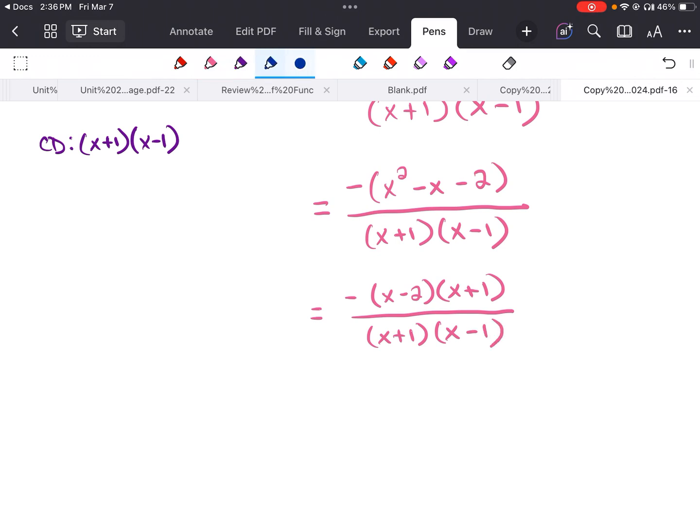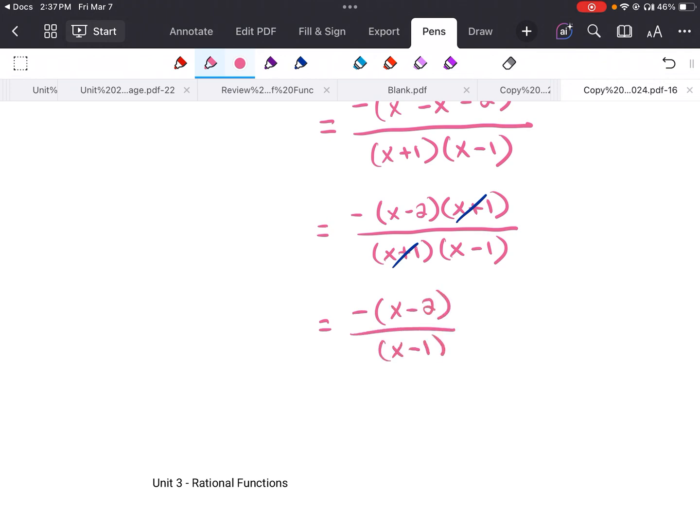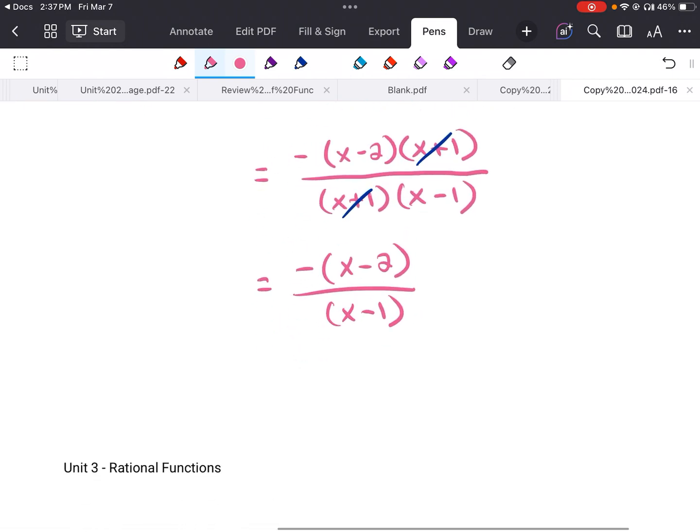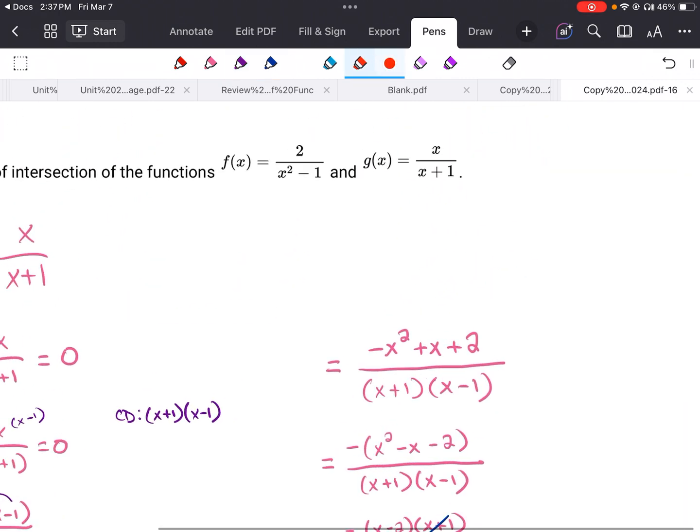Okay, now it's simplified. We can see that we can cross off these x plus 1s, leaving us with negative of x minus 2 over x minus 1. Okay, now we only care about the numerator. We can see that the factor of the numerator is going to be positive 2. So that means these two equations are going to meet at 2. And I'm going to do the first one in red and the second one in blue.